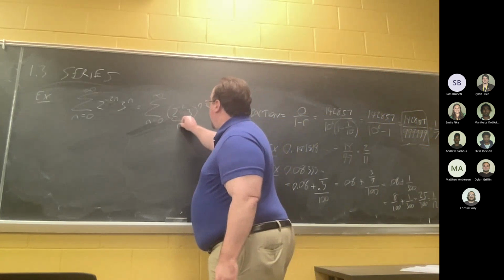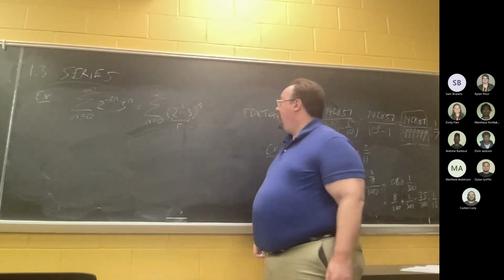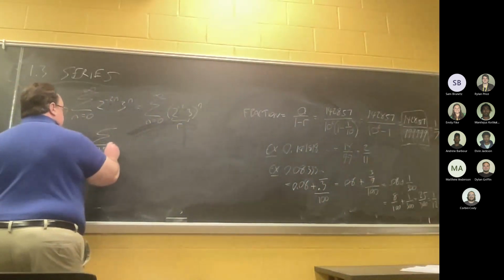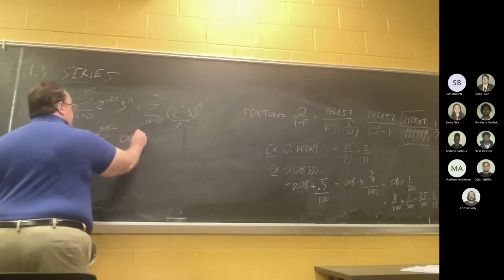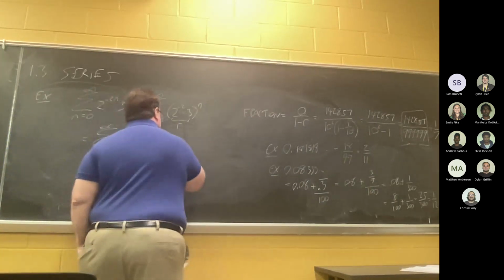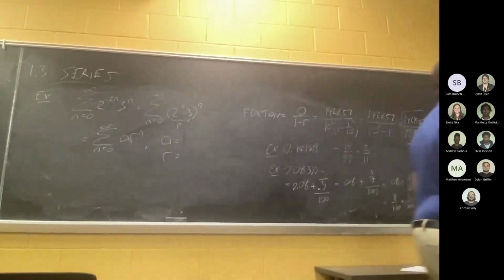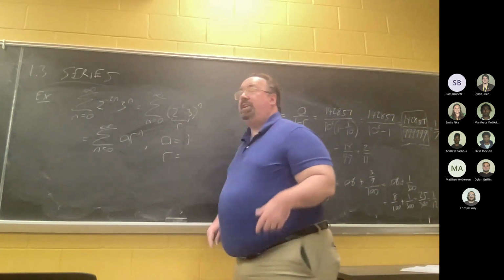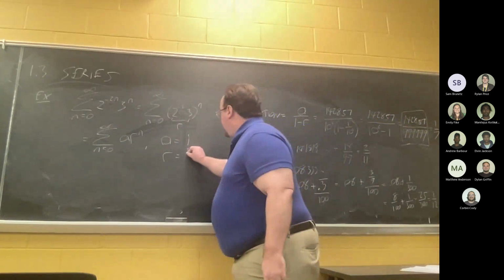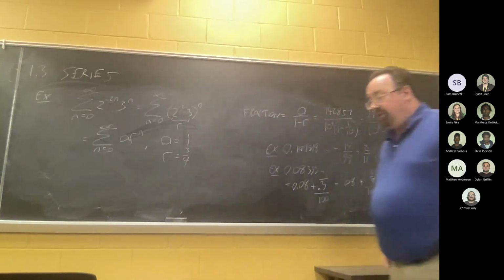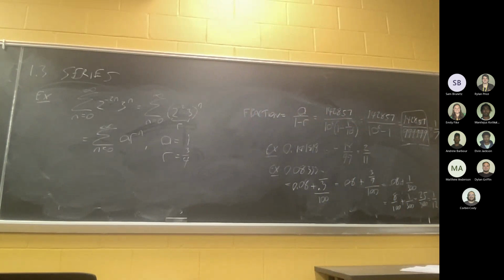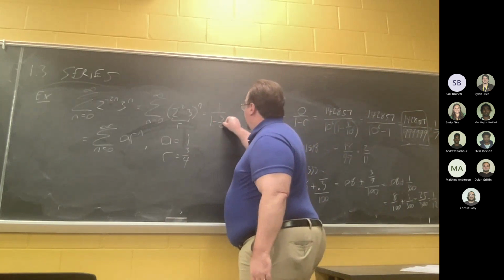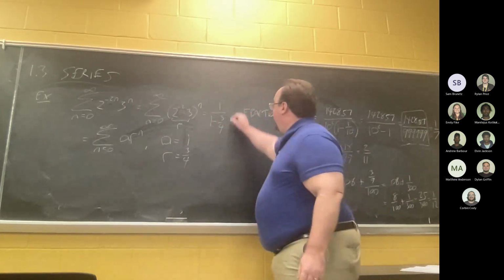So this right here, this number inside, that's R. So this is the sum of A R to the n, where A is what and R is what? A is 4. Yeah, so 2 to the minus 2, that's 1/4. So it converges. So now I can just apply the formula, 1 over 1 minus 3/4.